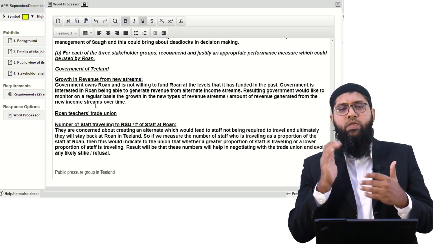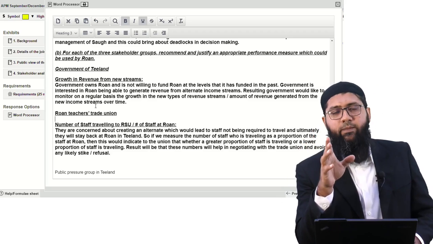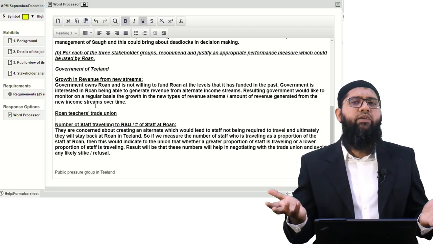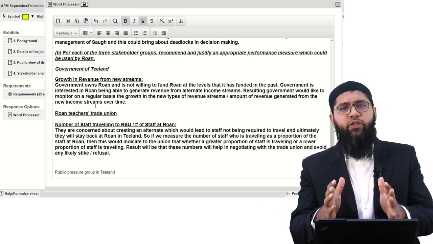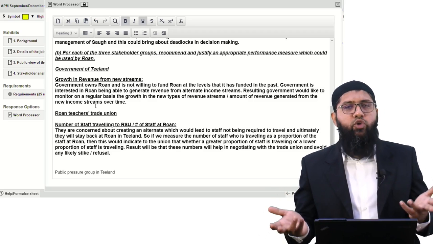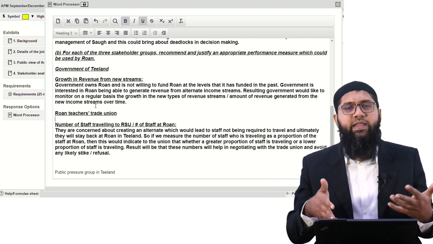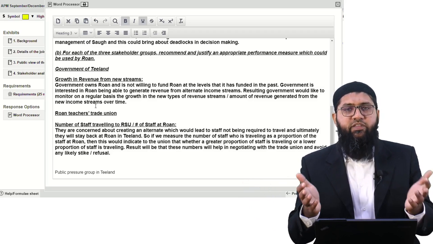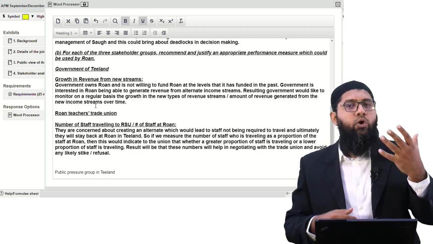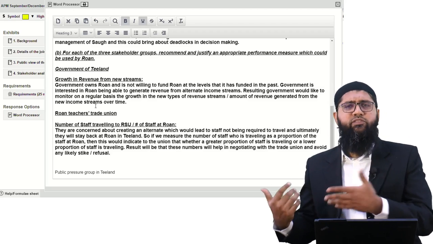Because when you're introducing the performance measure, just keep in mind that what gets measured gets done. That means you're trying to get something done, so you need to measure it. The most important thing for you to measure is that you're able to manage this trade union. How would you manage the trade union? By ensuring that you do some give and take, and doing that give and take is about ensuring that the maximum number of staff stay back and only a few staff are required to travel for some time. Once things get settled, you may keep your staff locally only.